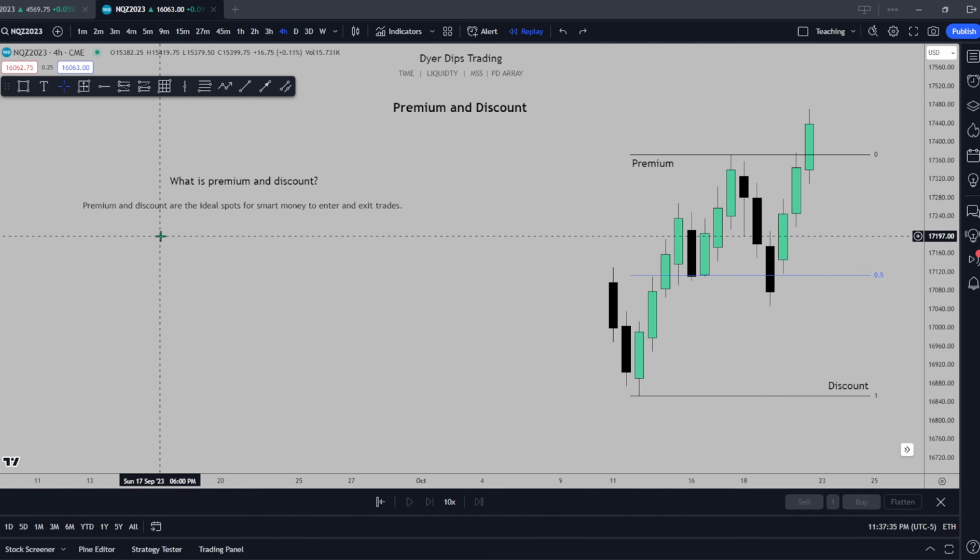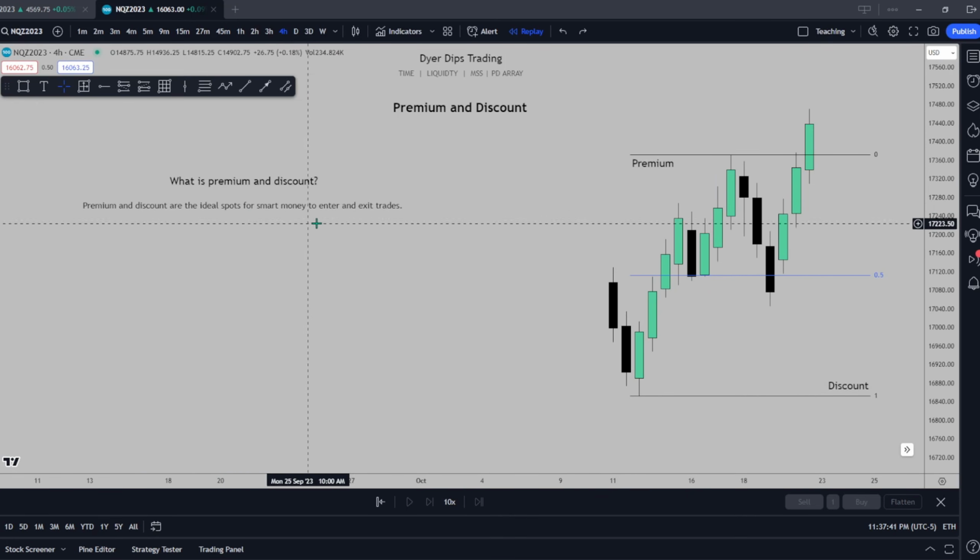Simply, premium and discount should be thought of as the ideal spots or locations for smart money to enter and exit trades. And we want to be trading on the same team, or the same side, as smart money. Now, I believe that price is controlled algorithmically, and these principles are actually coded into the algorithm. But if you don't believe in that, that doesn't matter. This is still going to work just fine for you.